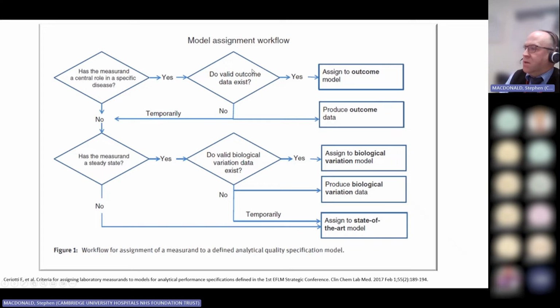We then check for valid outcome data and whether that exists, and then we can assign it to the outcome model. That valid outcome data must be related to the clinical outcome being linked to the analytical performance of assays, and that is actually vanishingly rare, and we'll discuss that shortly. We can also look at the biological variation and determine whether the measurand we're measuring has a steady state in the human body and whether we have valid biological variation data existing, in which case we can apply it to the model.